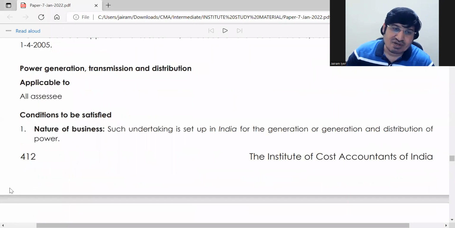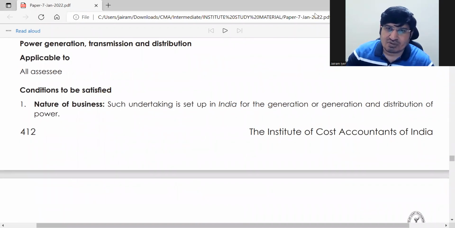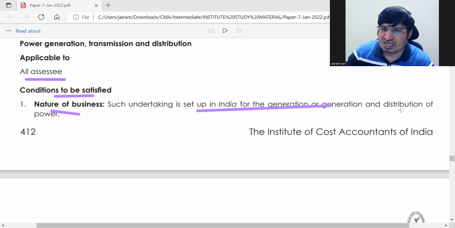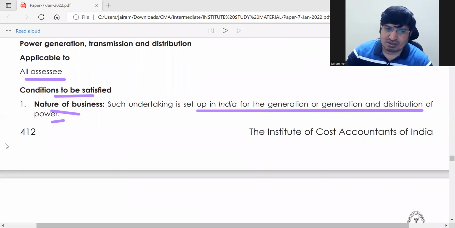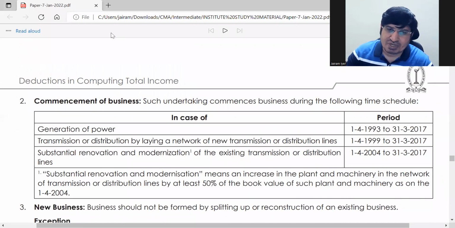Okay. The next is the third one, power generation, transmission and distribution. This is the third one, also applicable to all assessees. Okay. Conditions, nature of business. Okay. It is set up for generation and distribution of power in India. It should be set up in India. You can just ignore that, that's not a condition, you know that it has to be set up in India.